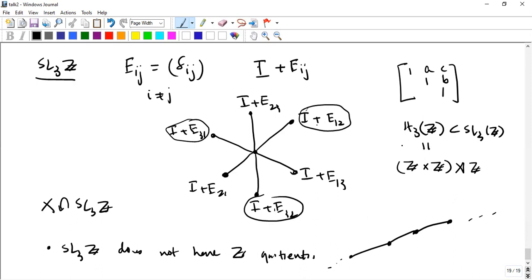That's the point. You don't need to argue for SL3Z, you can argue for just this nilpotent group, H3Z. H3Z does not have a Z quotient. The normal subgroup is the other guy. Z cross Z is the normal subgroup. So when you quotient, you don't get Z. So all of these nilpotent groups have fixed points.